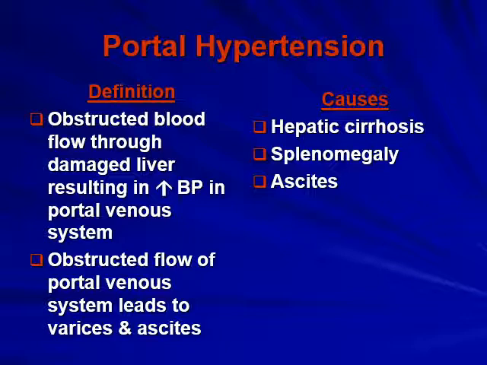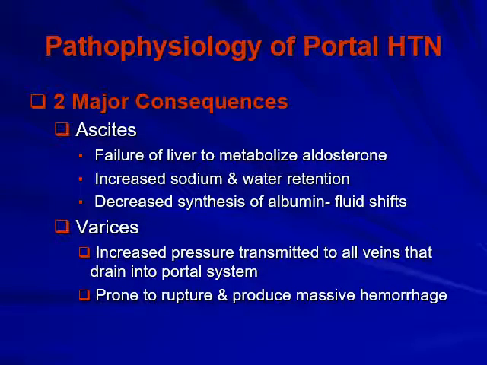and ascites. So the main cause is hepatic cirrhosis, and we know that that is commonly associated with portal hypertension. So they basically go together. All of the anatomy and physiology for portal hypertension, ascites, and esophageal varices, they all link together. And we see that on this next slide. Basically, the major consequences of portal hypertension are ascites and varices.